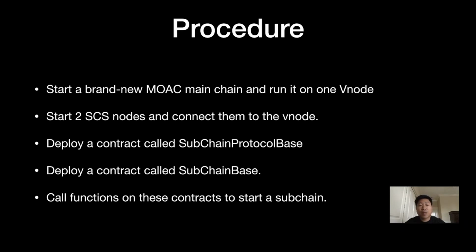In the next two steps, we're going to demonstrate how to deploy contracts. One is called subchain protocol base, which will define the POS protocol. And the second one is called subchain base, which will be used to create the subchain. And then after that, we're going to call the functions on these contracts to start a subchain. Now let's go ahead and get started.